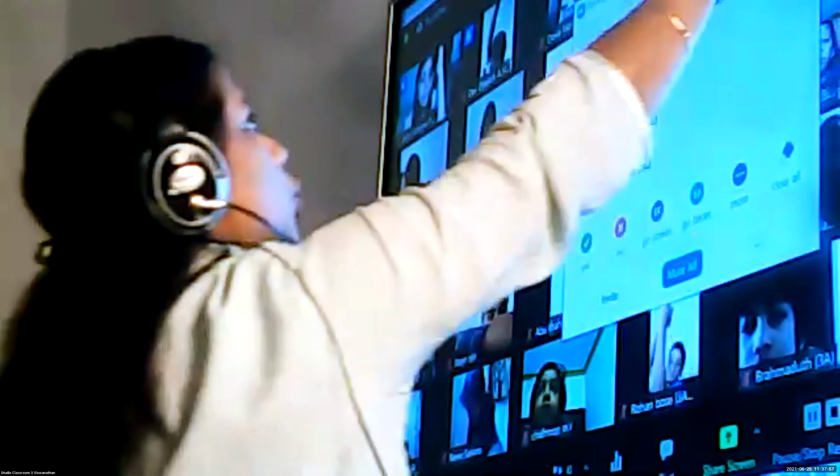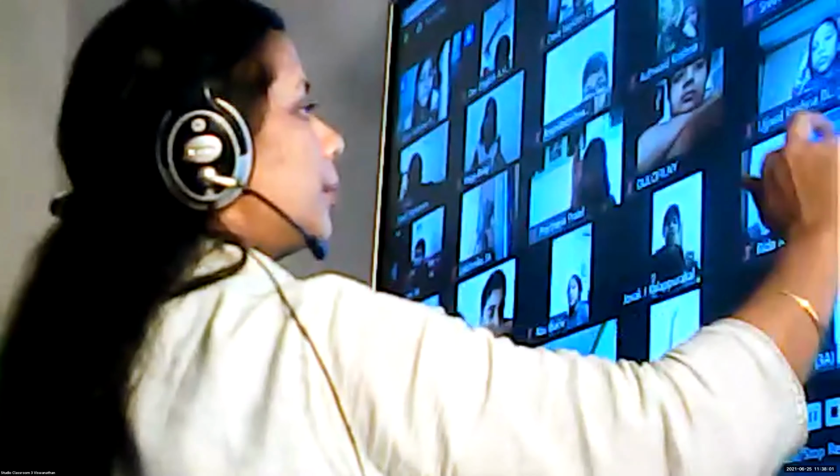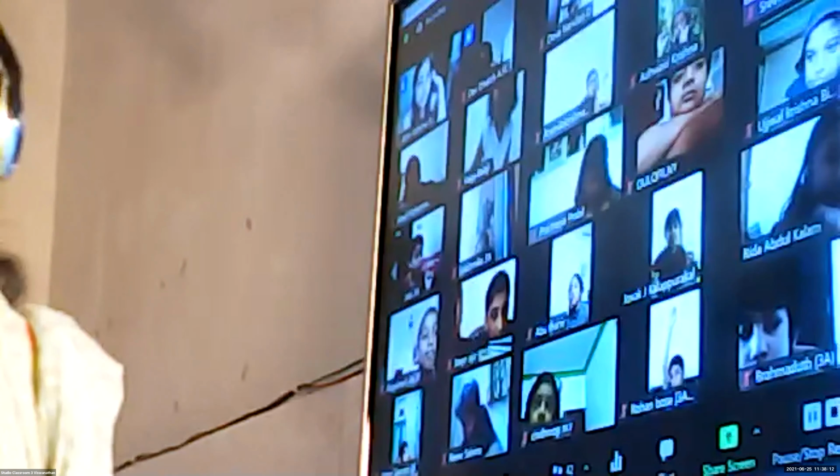What do we call a group of people? Yes, Rida, come on. Children, we have to learn this by heart. Crowd. Crowd, very good. It is crowd of people. What do we call a group of people? It is crowd of people. All of you, please do repeat it. It is crowd of people.